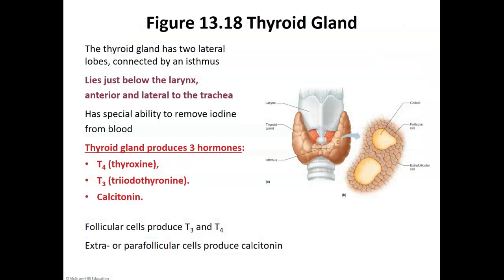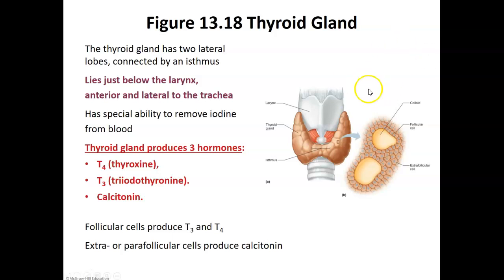All right, so a little bit more on the thyroid hormone. Thyroid hormone is important because it is going to regulate your metabolism. There are three main hormones that can come out of the thyroid gland. You have thyroxine, which is T4, triiodothyronine, which is T3, and calcitonin.